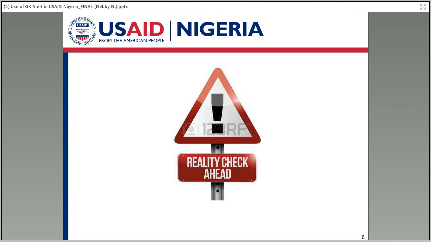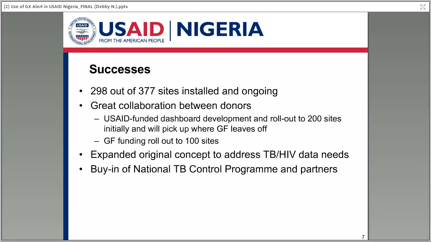So I'll give us a reality check now. Everything I've given you is how it should be. What is actually operational, or rather what's actually happening. I'll start with the successes. Like I said, we've got 298 out of 377 machines connected.